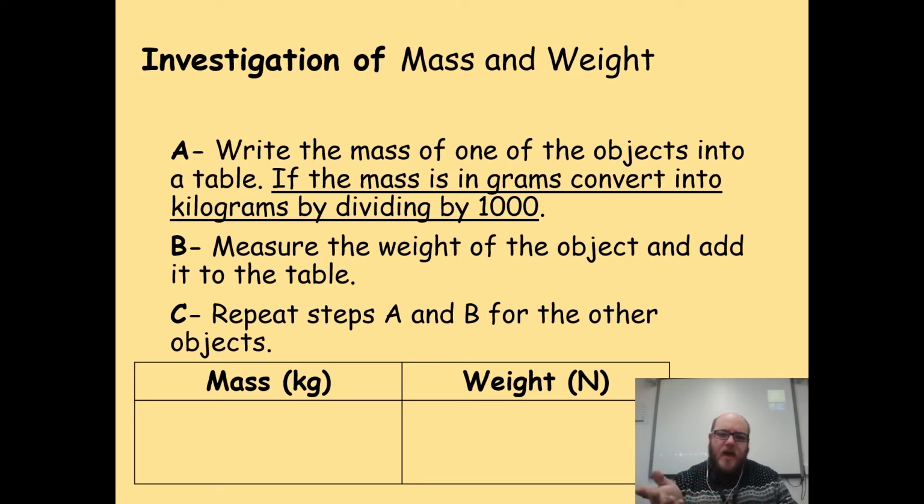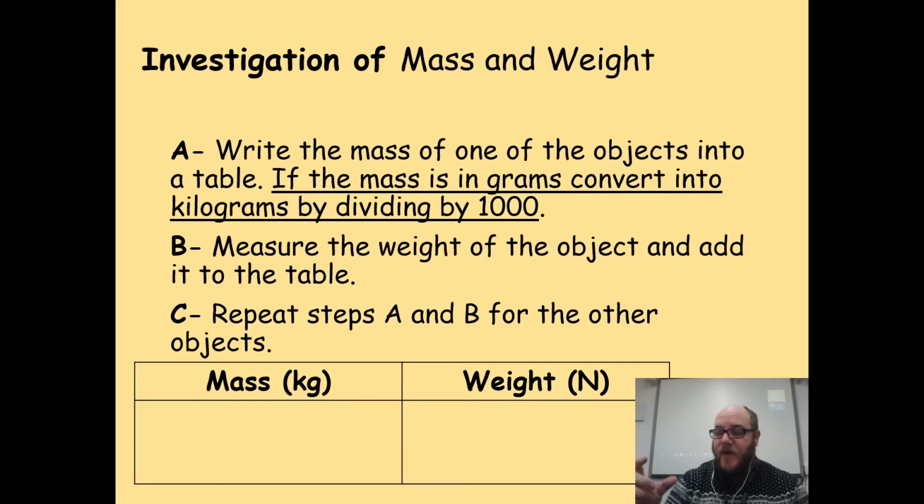But what the experiment would normally be is you would have a bunch of objects and you would put them on a balance and it would tell you the mass in kilograms. Or if it was in grams, you divide that by 1,000. There are 1,000 grams in a kilogram. You'd then use a force meter or a Newton meter. You would then lift the object with the Newton meter and it would tell you the force.